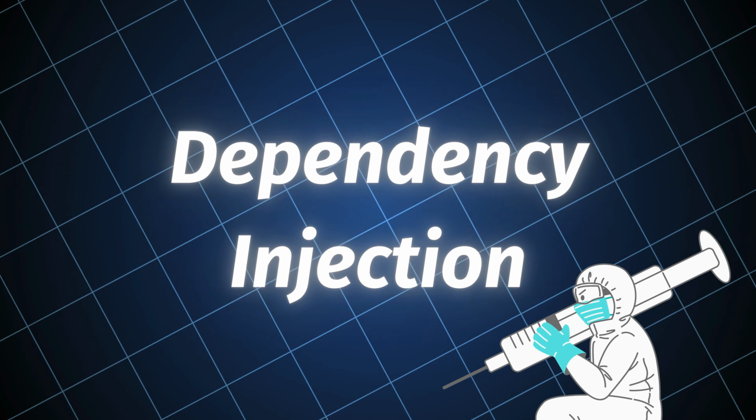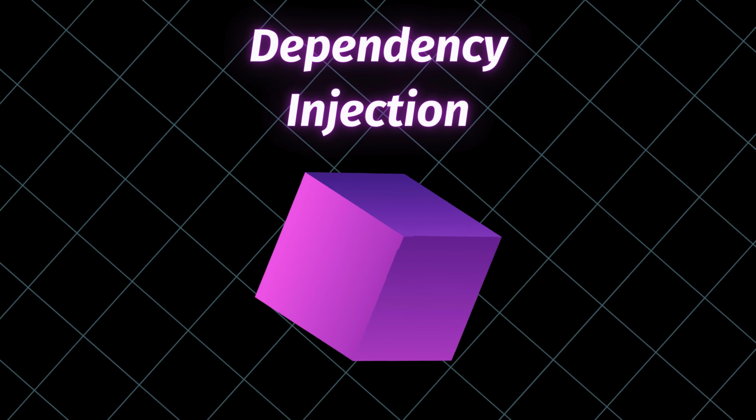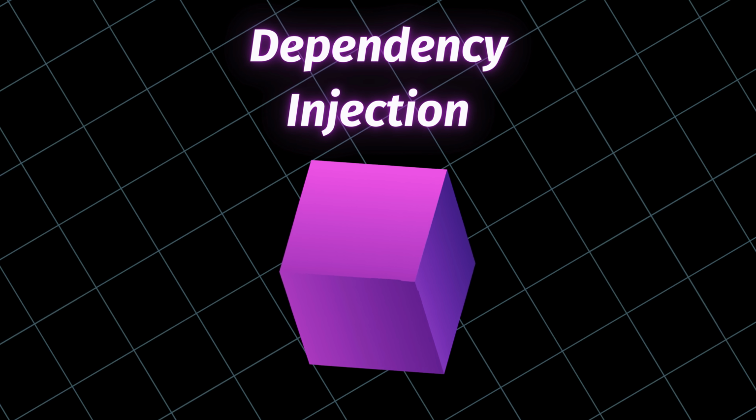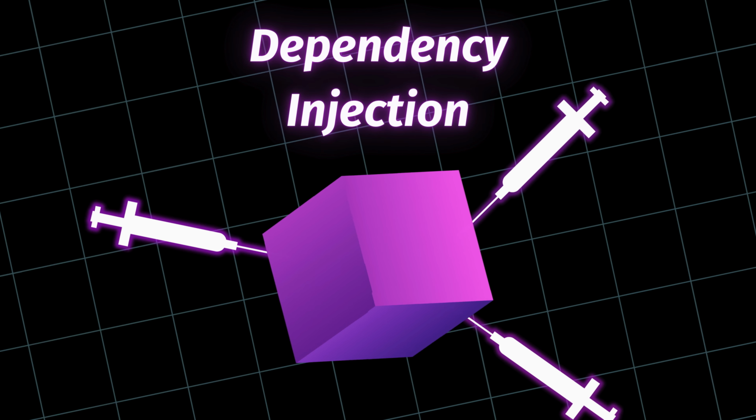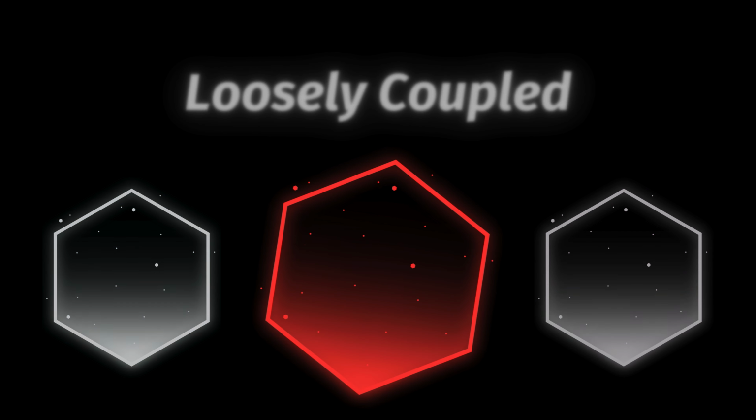What is dependency injection? Dependency injection is a design pattern that allows you to decouple an application from its dependencies. This is achieved by taking an object and explicitly injecting the dependencies it requires rather than having it construct them internally. This helps separate the concerns between object creation and usage, resulting in a program that is more loosely coupled.